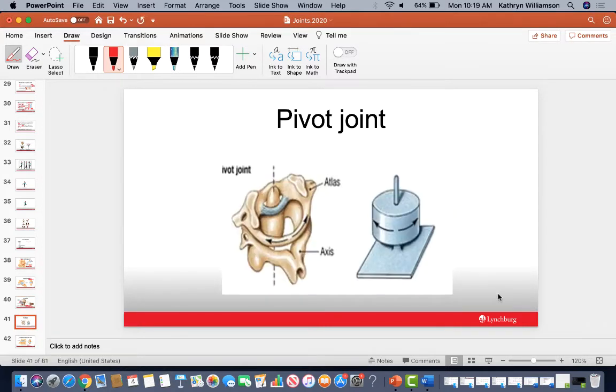Okay, and I've got another example of a pivot joint. This is the joint that's formed between the atlas, or C1, and the axis, C2. So these are your first two cervical vertebrae. And they basically do the same thing. Here's the long axis, or the axis of rotation, and we've basically got a pivoting that happens around that axis. And so this is what happens when you turn your head no. But same thing, this is going to be a transverse plane motion as well.